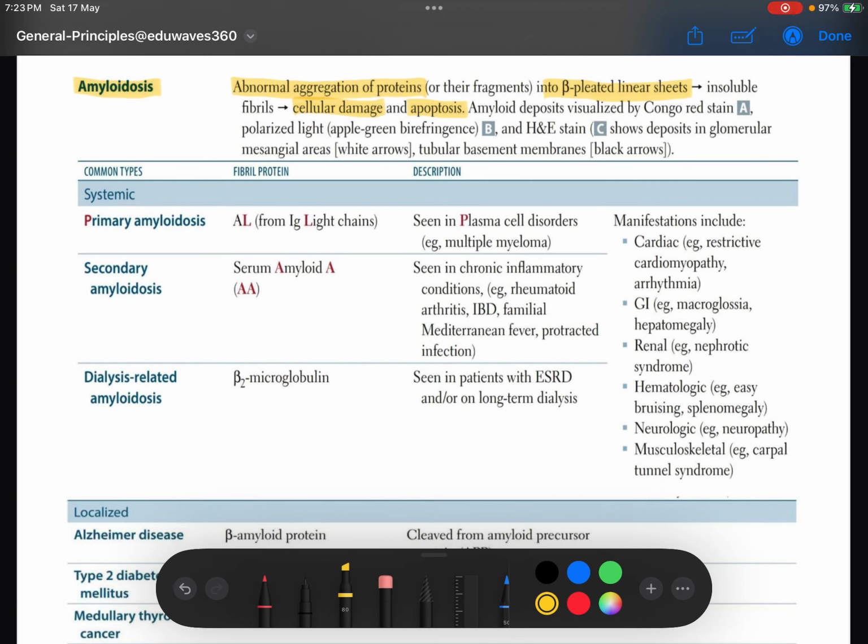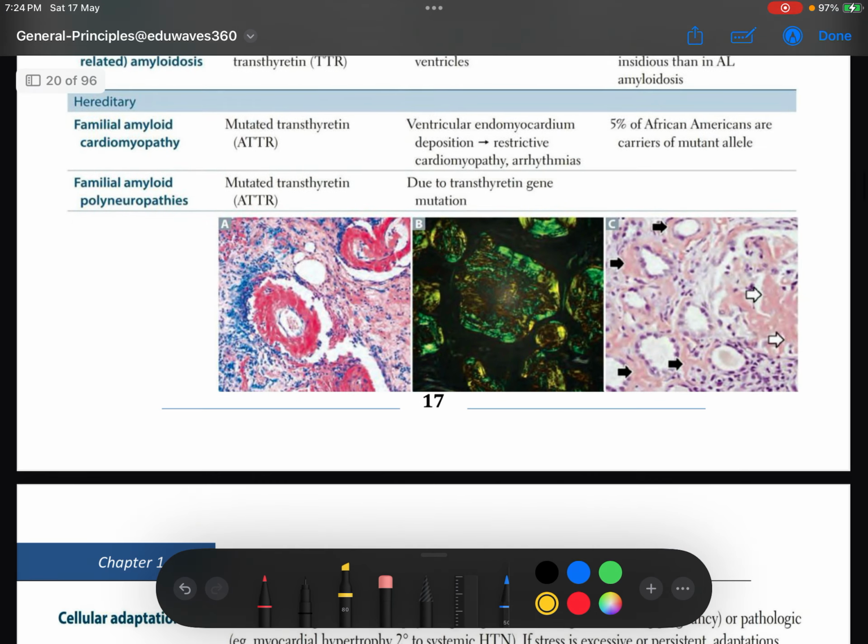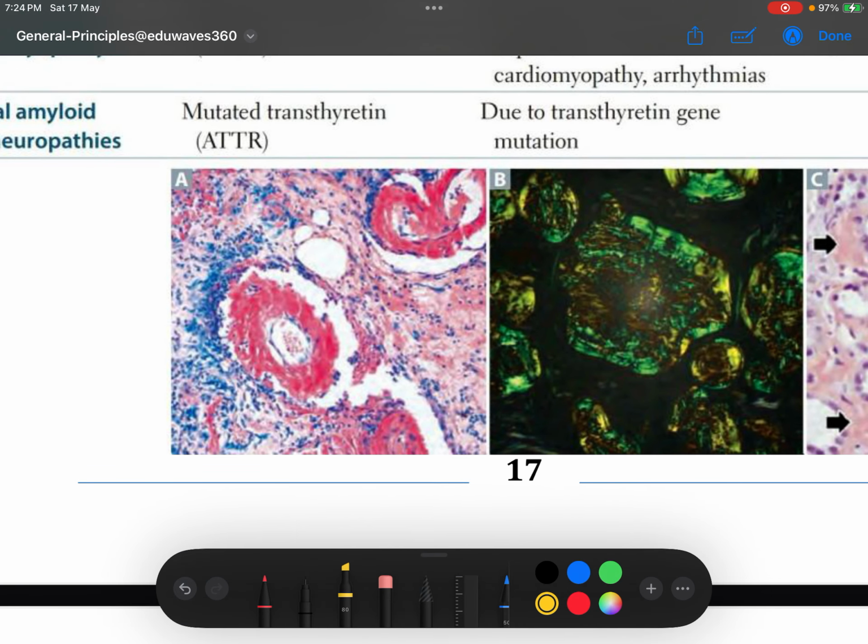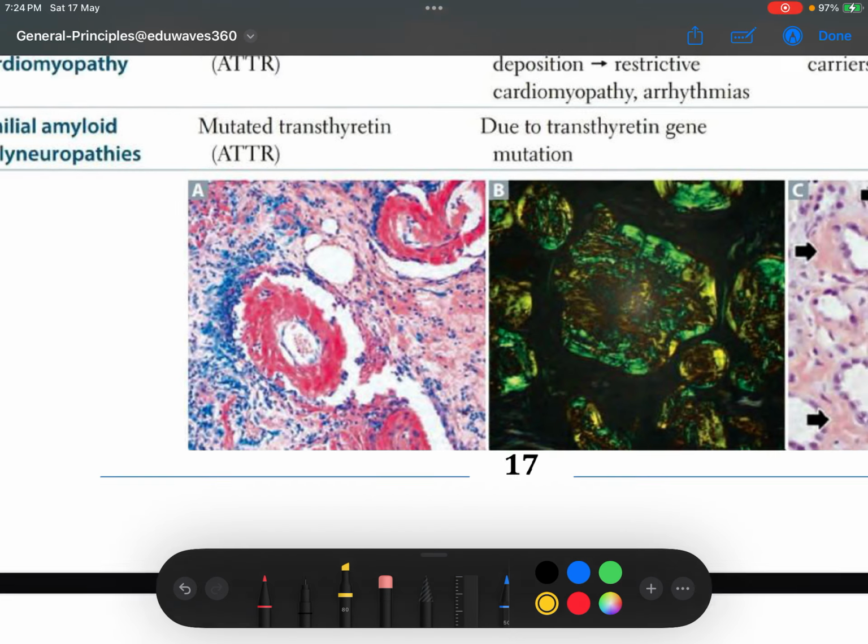How do we detect amyloid deposits? We can use the Congo red stain. Under normal light, the deposit stains red, and under polarized light you will see the classical apple green birefringence, a hallmark feature.